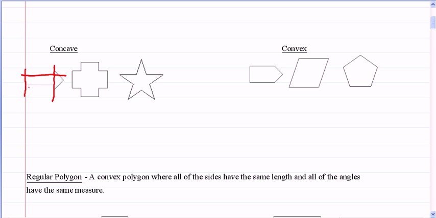So you don't need all of the sides to pass through the interior, just one to be considered a concave polygon. On the second figure, these sides pass through, and on the star, all of the sides, when you extend them, will pass through. Whereas on these 3 shapes, no matter which side I extend, none of them will pass through the interior, and that's why it's a convex polygon.